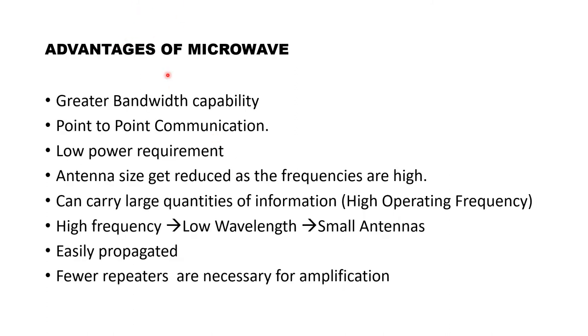Next is the advantages of microwaves. Mainly we go for microwave signals because they provide greater bandwidth. Greater bandwidth means we can transfer more information per second through a single channel. We can also have point-to-point communication and low power requirements. In microwaves we have higher frequencies, so antenna size is reduced. The signal can easily propagate through the channel without any loss. And at microwave frequencies we need only a few repeaters for amplification. We don't need to locate many repeaters for amplification.